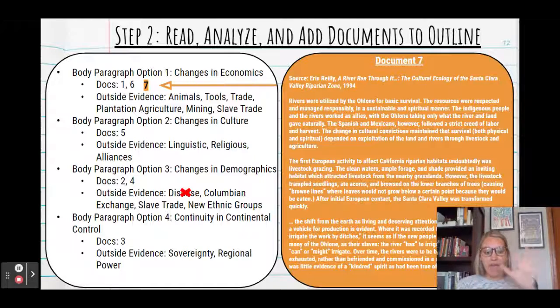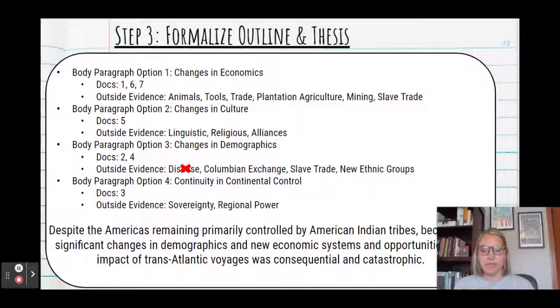All right, so you've read, you've analyzed your documents. Now, step 3 is to formalize your outline and your thesis. So I found that documents 1, 6, and 7 best fit in body paragraph 1, 5 in body paragraph 2, 2 and 4 in body paragraph 3, and 3 in body paragraph 4. So I wasn't planning on using body paragraph 2. And I don't need to. Only one document is related to this body paragraph. So what that means is that I can still use 6 documents without this body paragraph. So I do not need to adjust my thesis.